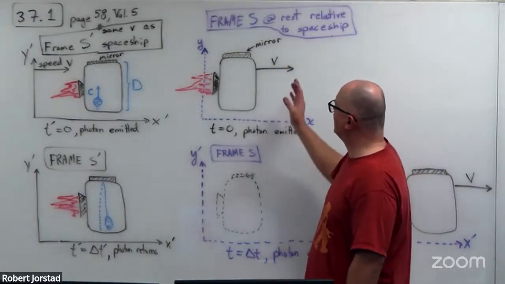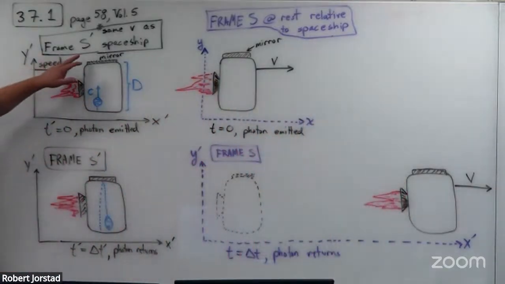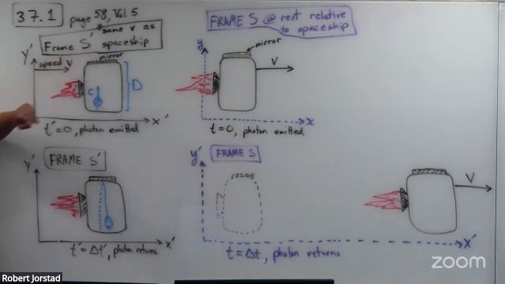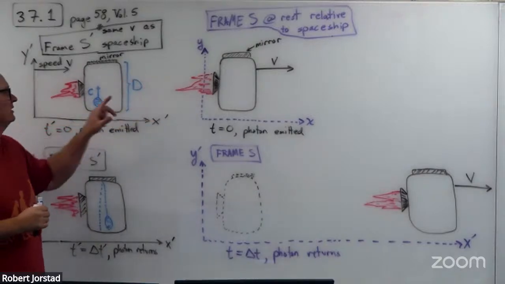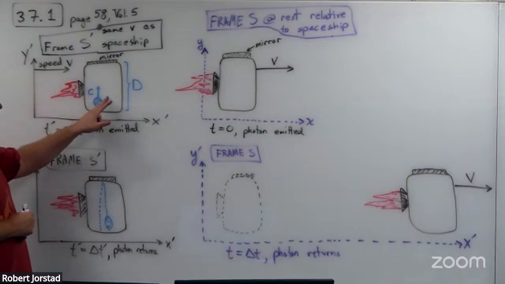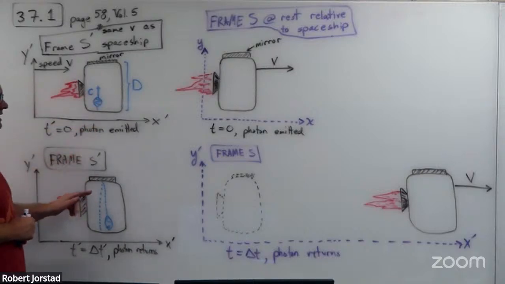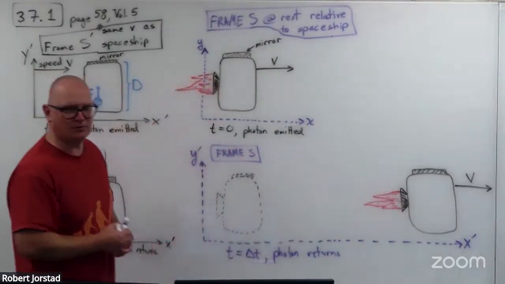And now let's look over here. You can imagine a primed frame. Sometimes we'll call this the S prime frame or just the primed frame. That frame is moving with the same speed as the spaceship in the same direction. So this coordinate system is basically flying along with the spaceship. As such, in this frame, the spaceship doesn't move with time, whereas in this one, when you're sitting at rest, the spaceship's going to move. So there's our two reference frames.